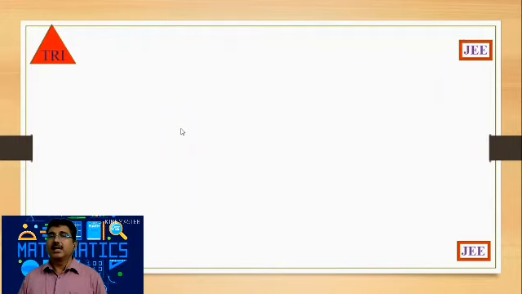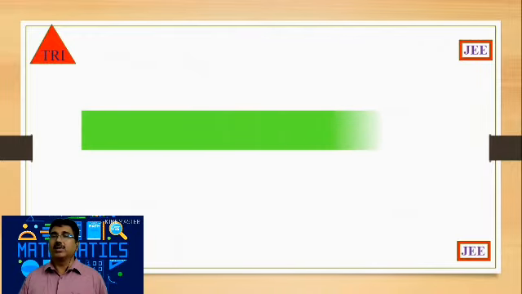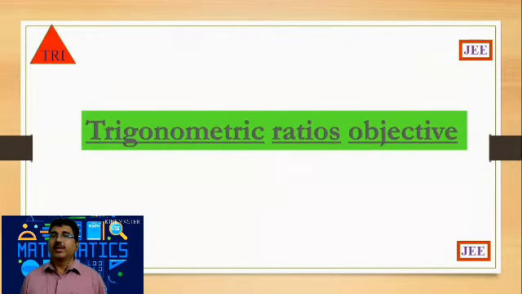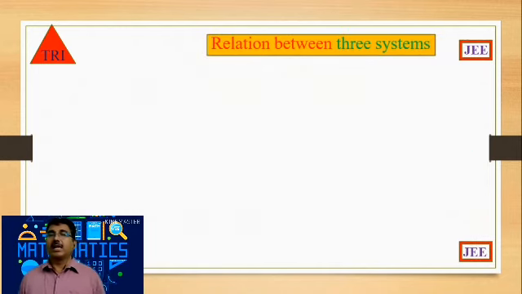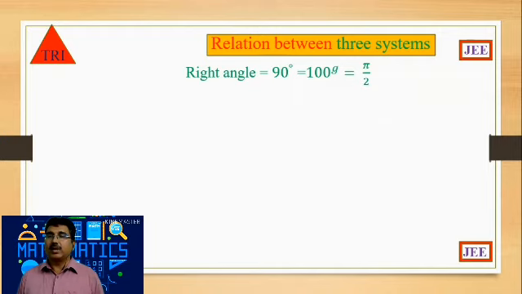Hi students, today we are going to discuss trigonometric ratios. In this concept, number one is that there are three different systems for measuring angles. Now, the relation between the three systems: a right angle is equal to 90 degrees, equal to 100 grades, equal to pi by 2 radians.